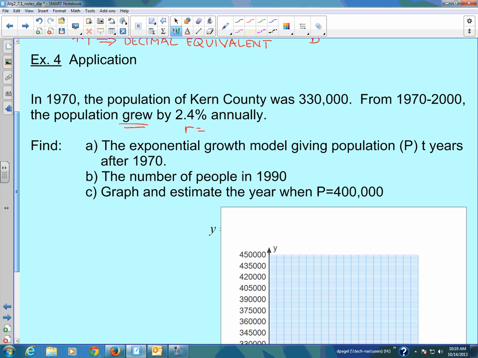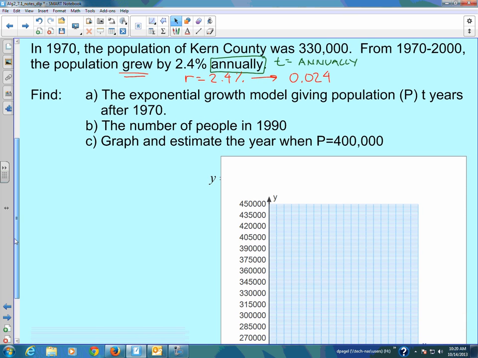This is your r. So if we change that into a decimal equivalent, it's just dividing by 100, so 0.024 is the decimal equivalent for 2.4%. And then the next piece here is telling me what my t value is: annually. And again, that can be days, years, months, but in this case, annually. All right, let's see if we can put together an exponential growth model, and then look for some values here for parts B and C.